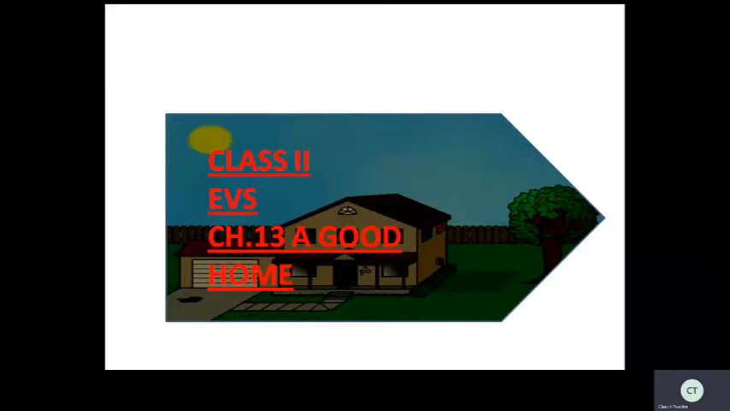Okay, children. Now, today, please take page number 67. Let's remember, we like to live in a good home. Yes, all of us like to live in a good home. A good home has doors and windows to allow fresh air and sunlight to enter the house. Yes, once again I will read. A good home has doors and windows to allow fresh air and sunlight to enter the house.